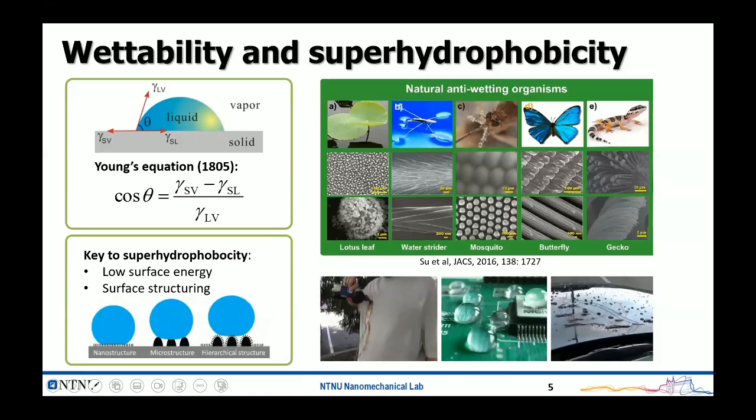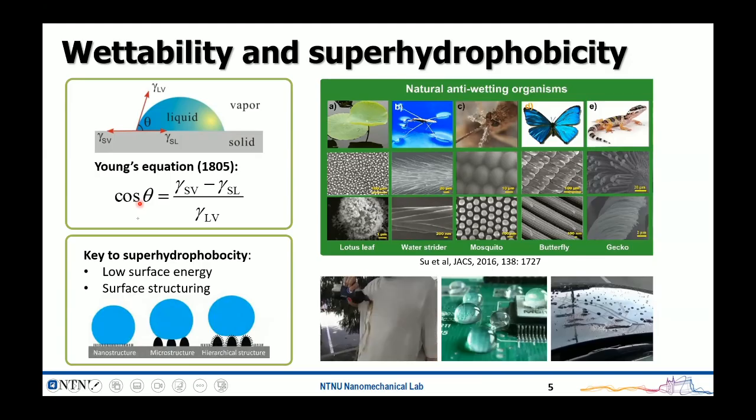Talking about the wettability concept, it has been there for more than 200 years. The definition is very clear. It's just the force balance at this three-phase contact corner, between the solid, liquid, and vapor phases. Then we have this contact angle theta to quantify the wettability.